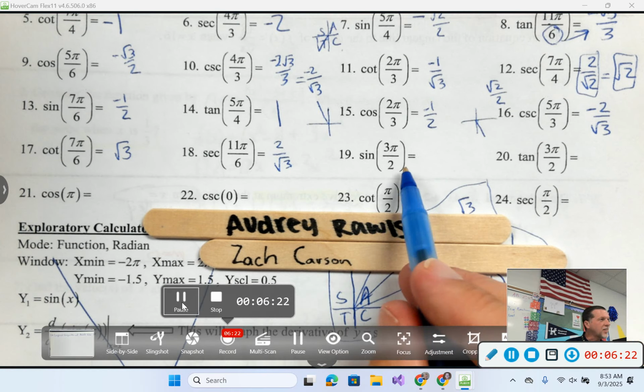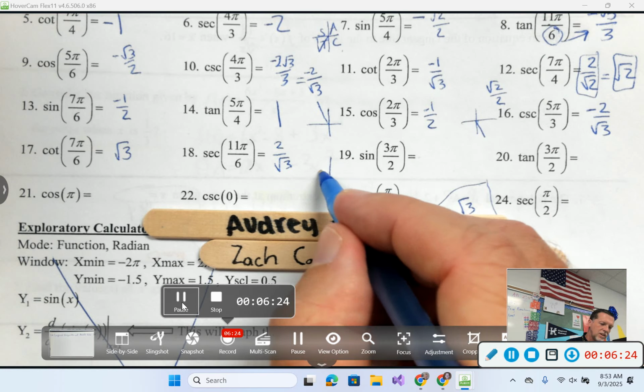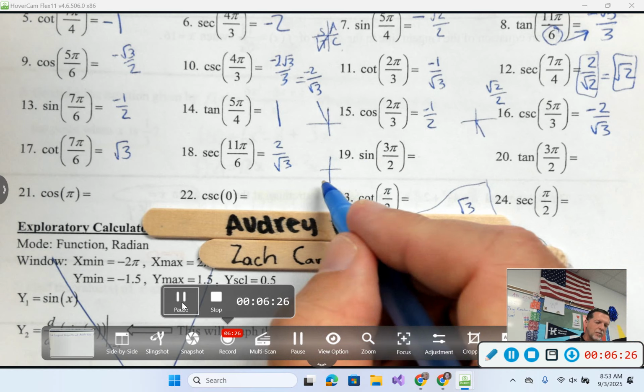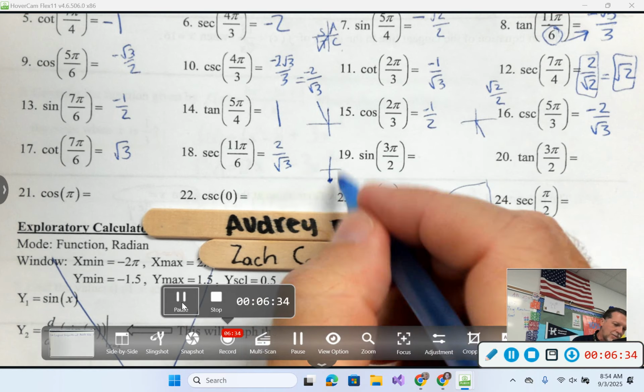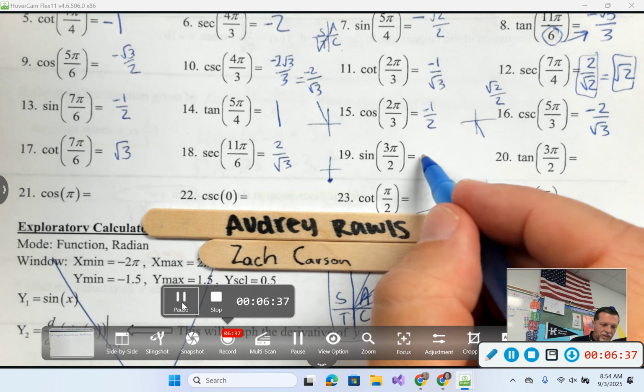Audrey, how about the sine of 3 pi over 2? Good. Sometimes people get messed up with the ones that land on the axis markers. Fancy word is those are called quadrantals. But if it lands there, it's 0 or 1, or in this case, negative 1.